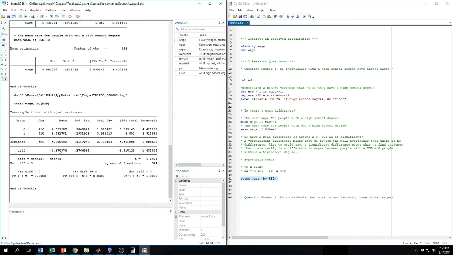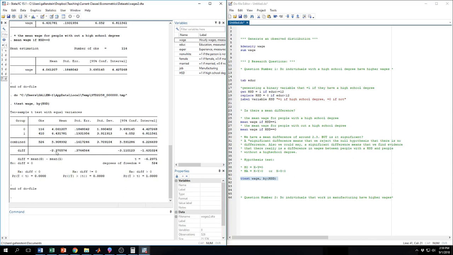Now it also gives you the difference. It reports that down here. Down here it says diff, that means the difference. They take the mean for people without a high school degree and subtract the mean for people with a high school degree, and they get the difference. In this case, it's negative. All right, so here is the mean for people without a high school degree, the mean for people with a high school degree, and then the difference between them.